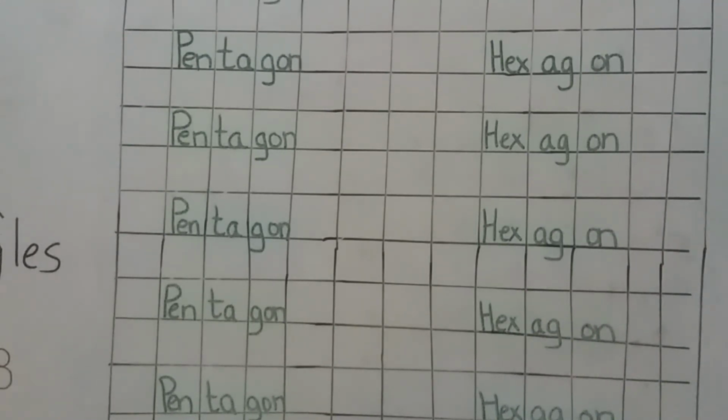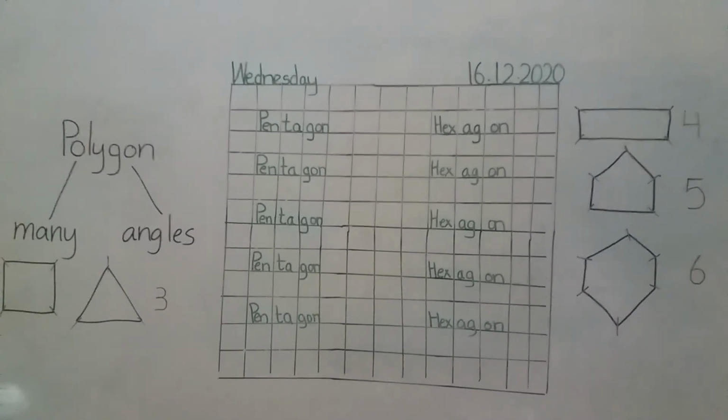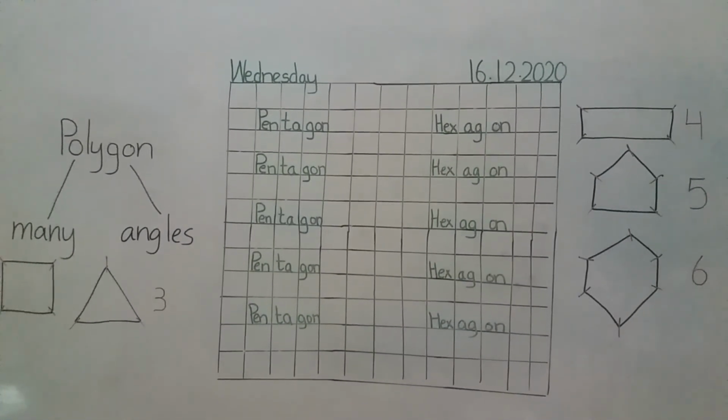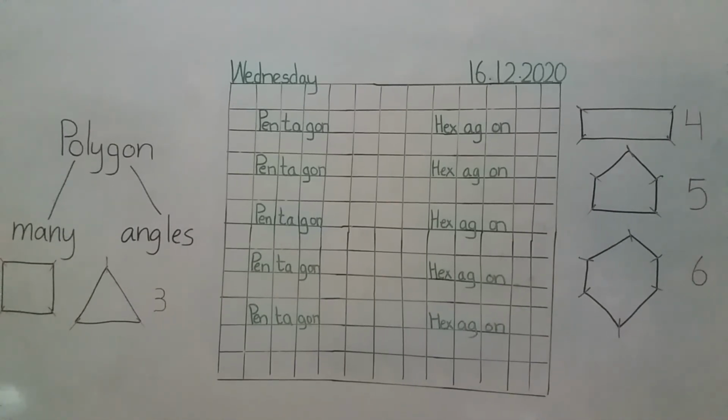Hexagon. Hexa means 6 sides, 6 angles, and penta means 5 sides, 5 angles. Now your work is complete. This video would help you. You can watch this video when you're doing page number 50 and 51. And I hope this video was informative. Thank you.